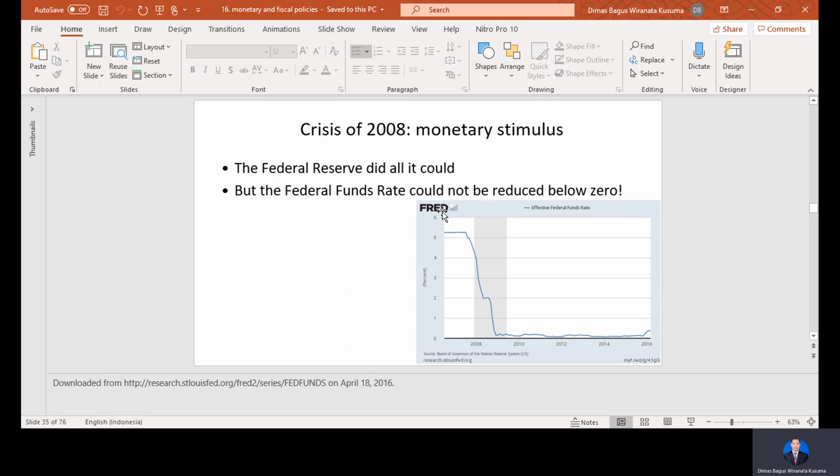So why can the central bank rate not be reduced below zero? Because this fund rate is a signal for monetary policy. If it is zero or below zero, it means that monetary policy is no longer effective at all.